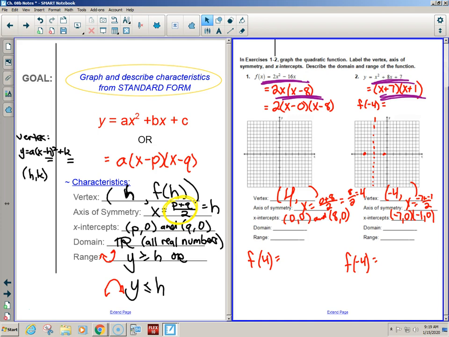They're all the same thing, it's just different forms. So you can plug into whichever one you want.